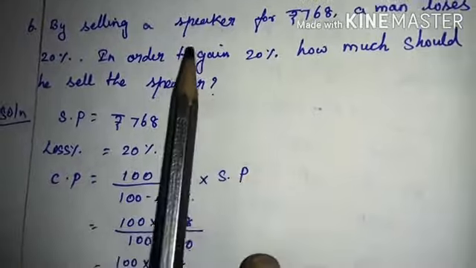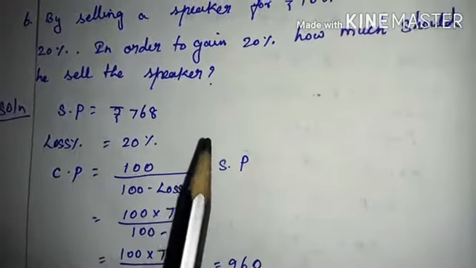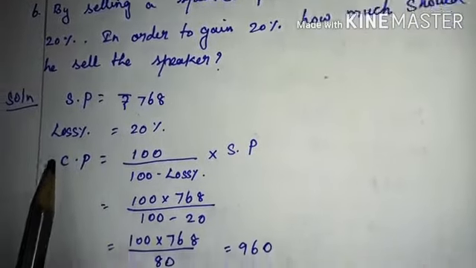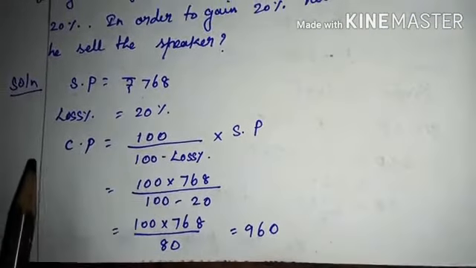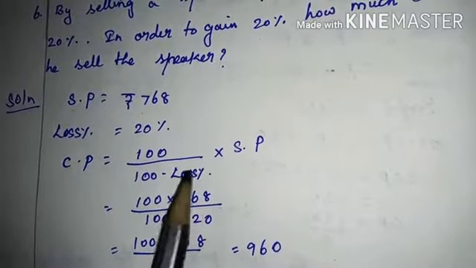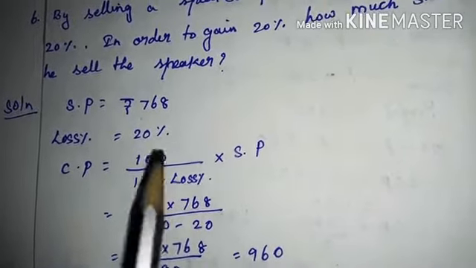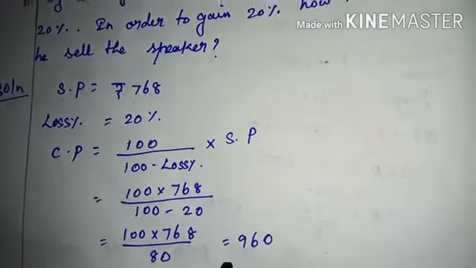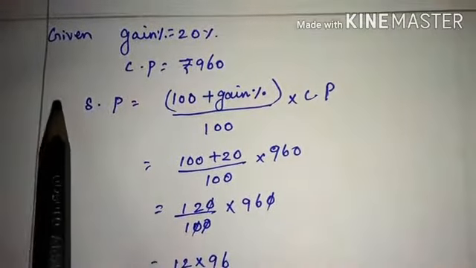For this, first we are going to find out the cost price of the speaker. The selling price is given as 768 and the loss is given as 20%. Then CP equals 100 by 100 minus loss percent into SP. Substituting this, we get the cost price as 960. We found out the cost price.